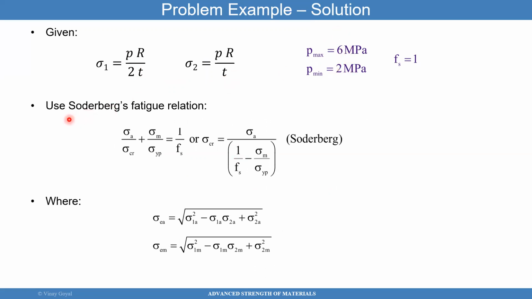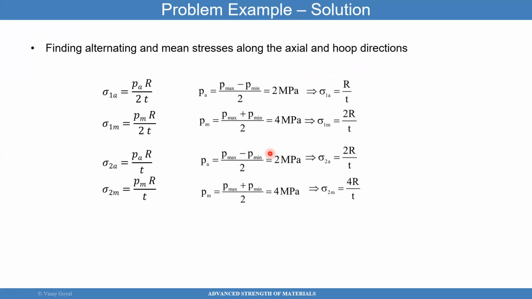The strategy will be to use the Soderberg failure criteria, where sigma critical equals all this. But for sigma a and sigma minimum, I'm going to use the multi-axial stress state equation because that allows me to combine multiple stress states. You can see here that we can find the alternate stress and mean stress.